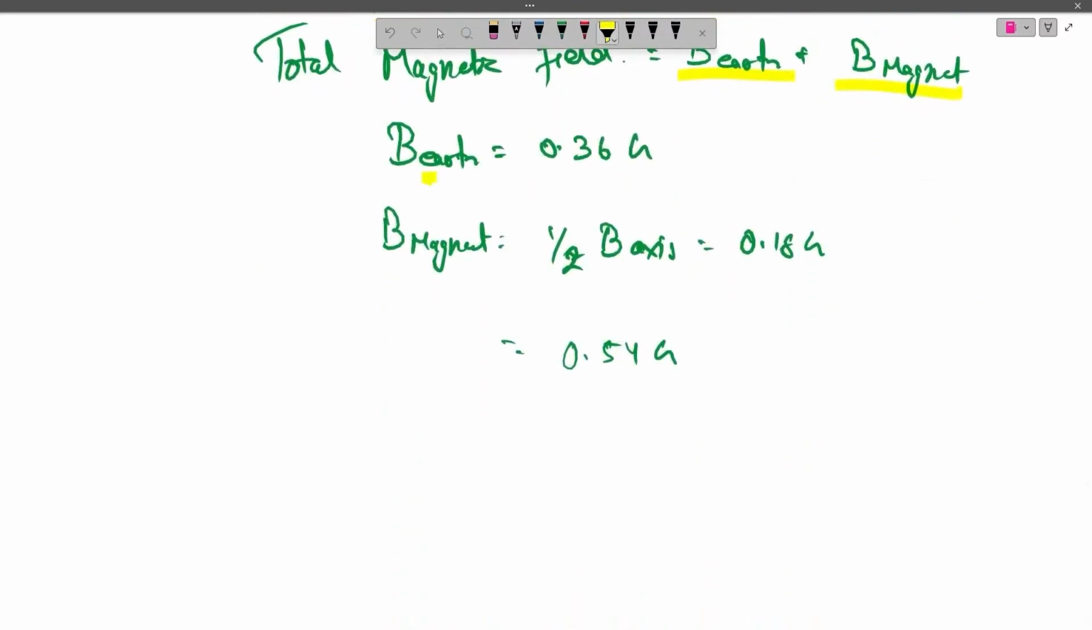Since we know that B by Earth would be equal to 0.36 Gauss, and B at magnet would be equal to half of that of the B at axis, and B at axis is 0.36 Gauss, so it would be equal to 0.18 Gauss. So the total magnetic field would be 0.54 Gauss.